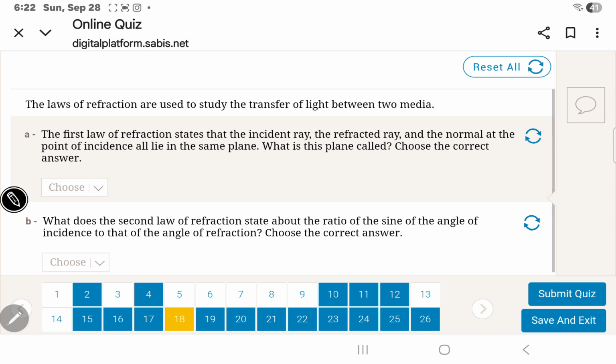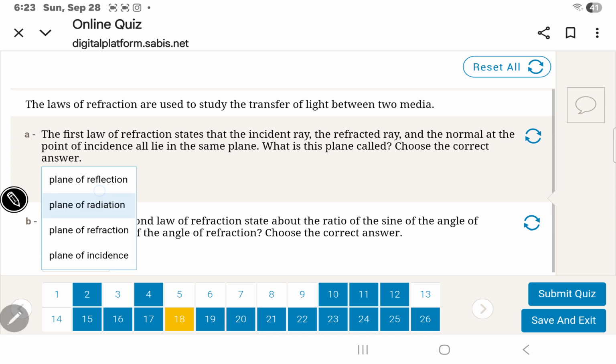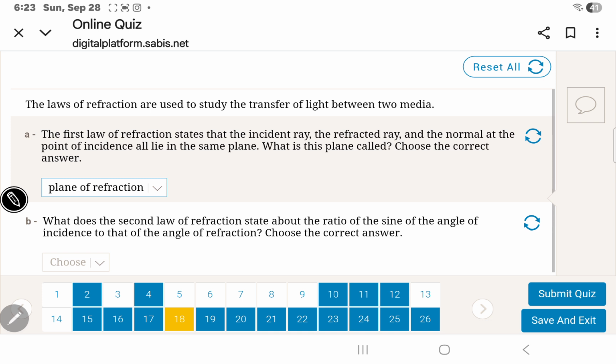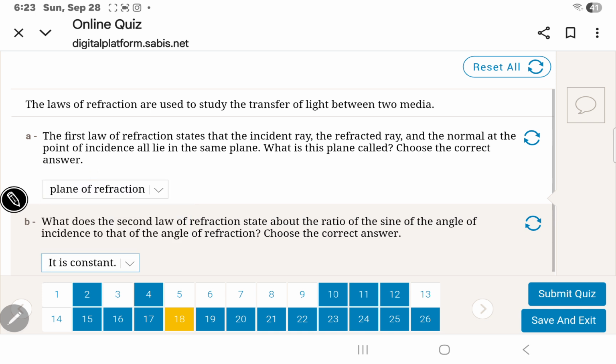Question 18. The laws of refraction are used to study the transfer of light between two media. The first law of refraction states that the incident ray, the refracted ray, and the normal at the point of incidence all lie in the same plane. What is the plane called? Now the plane is called the plane of refraction. What does the second law of refraction state about the ratio of the sine of the angle of incidence to that of the angle of refraction? Here it is constant.